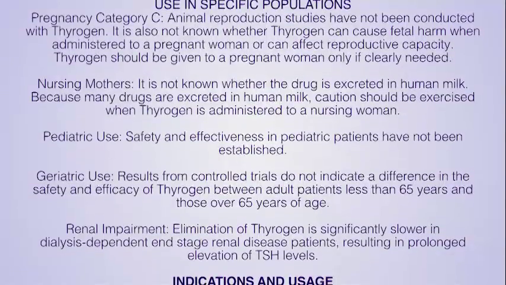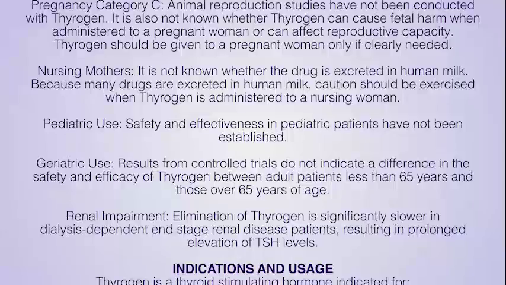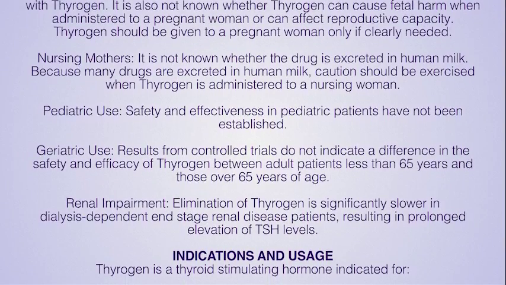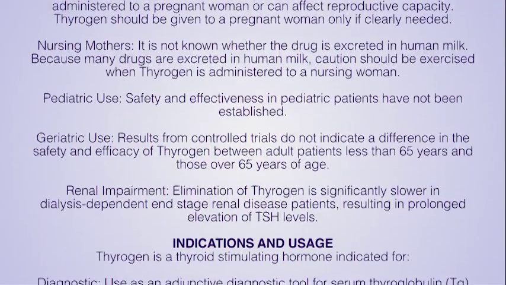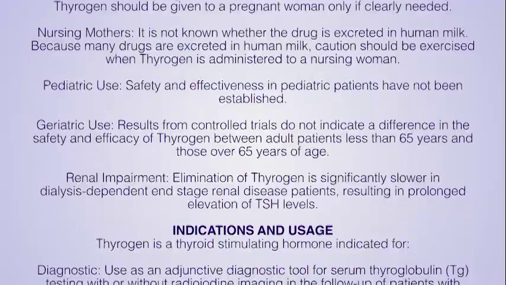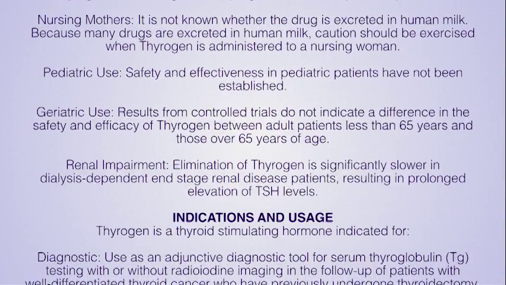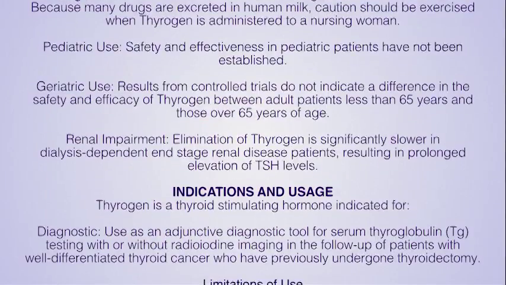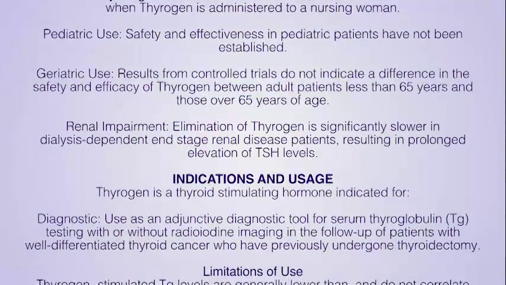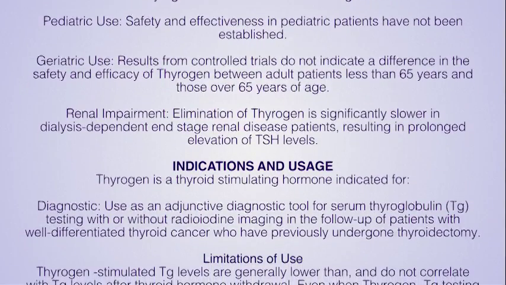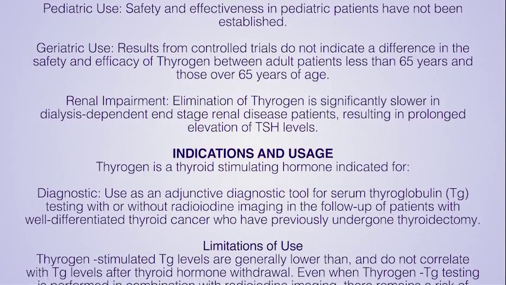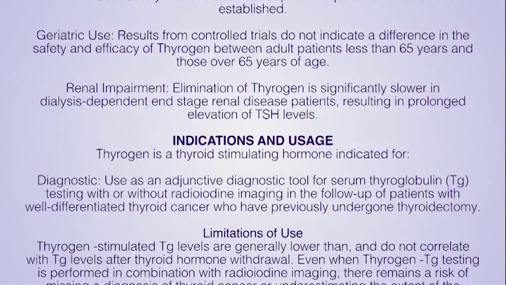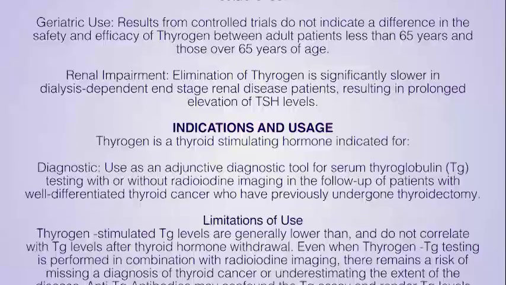Pediatric use. Safety and effectiveness in pediatric patients have not been established. Geriatric use. Results from controlled trials do not indicate a difference in the safety and efficacy of Thyrogen between adult patients less than 65 years and those over 65 years of age. Renal impairment. Elimination of Thyrogen is significantly lower in dialysis-dependent end-stage renal disease patients, resulting in prolonged elevation of TSH levels.